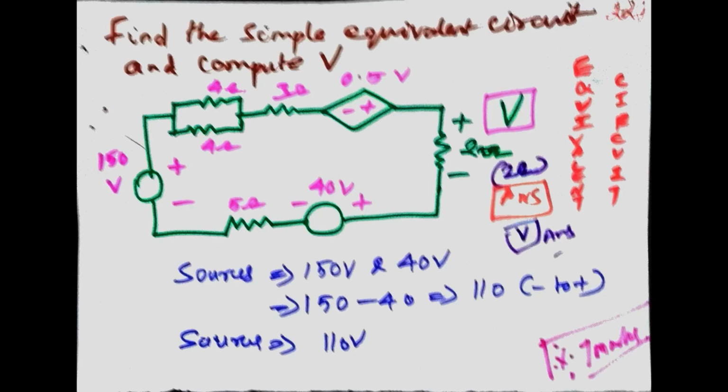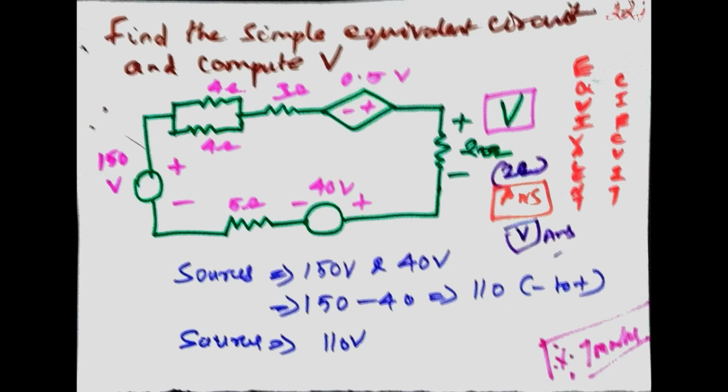Find the simple equivalent circuit and compute V. In this circuit, there are voltage sources and a dependent voltage source, and resistances, a small circuit resistance and series connected resistance. We find the value of V across the 20 ohm resistance. That is important.